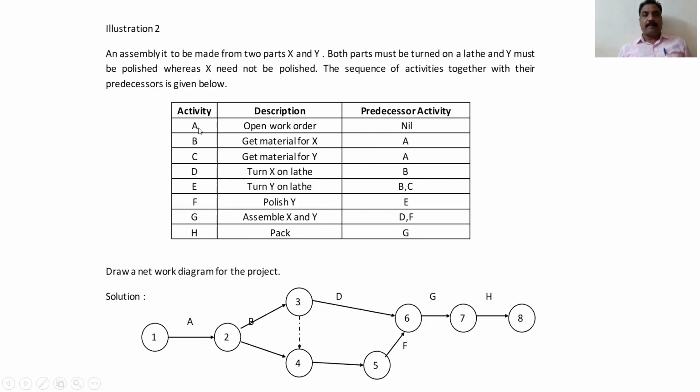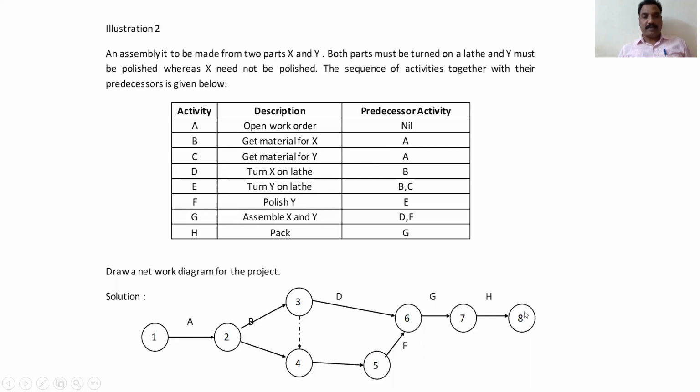First, activity A is preceded by nil. That means first you draw one event, one circle, and another circle, and draw an arrow. This is an initial one. Preceded by nil means 1, 2 is preceded by none, so before that no activity was there. So this is a starting activity. We'll mark it as 1 and 2. Now this is called activity A. On the arrow you write the activity name A.